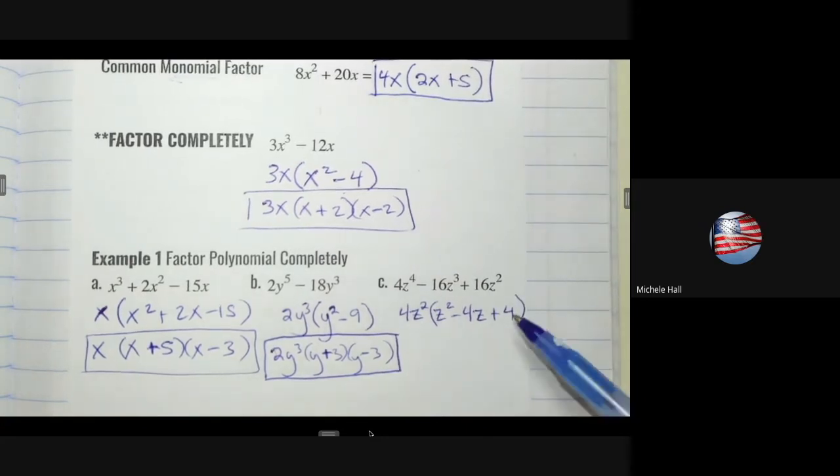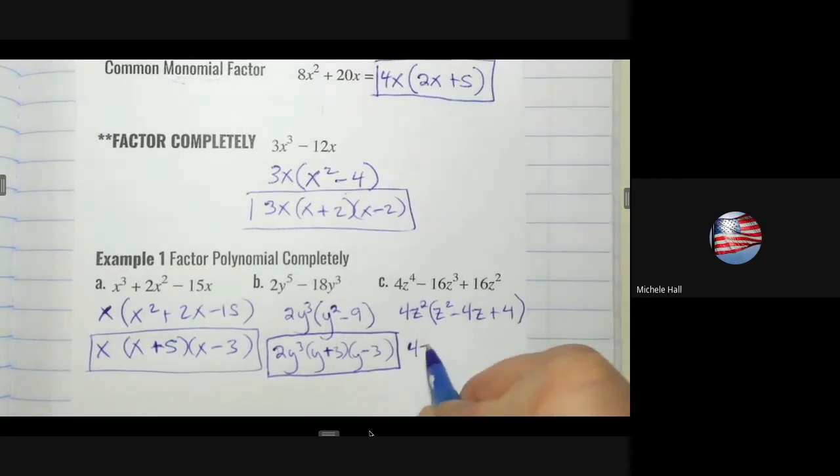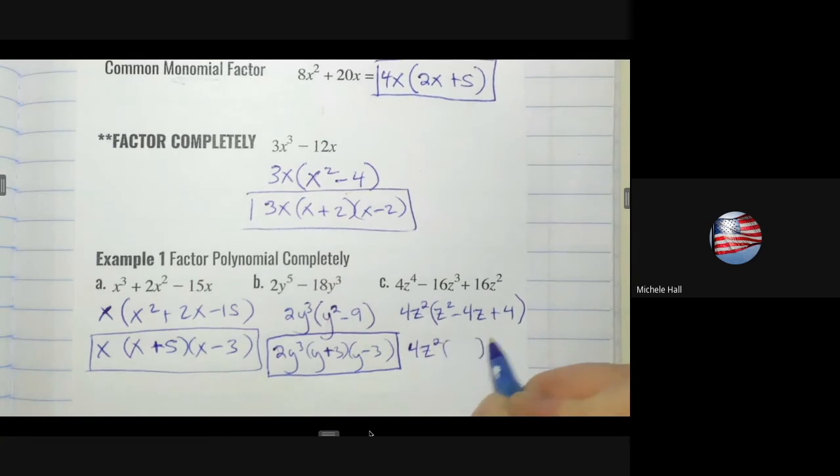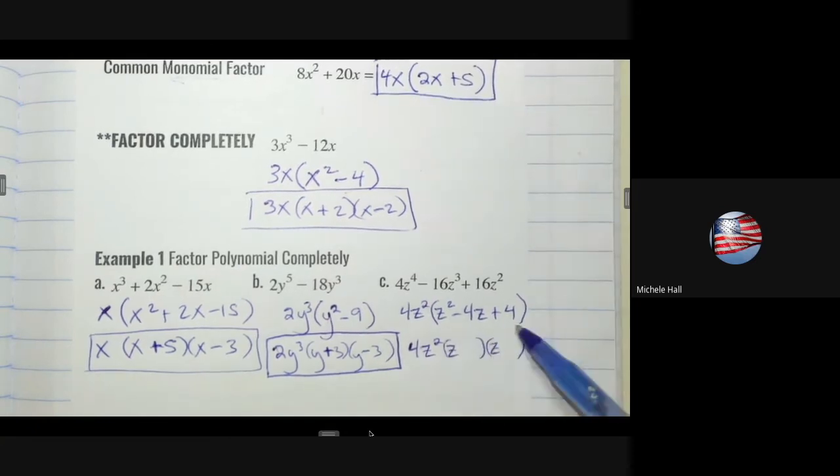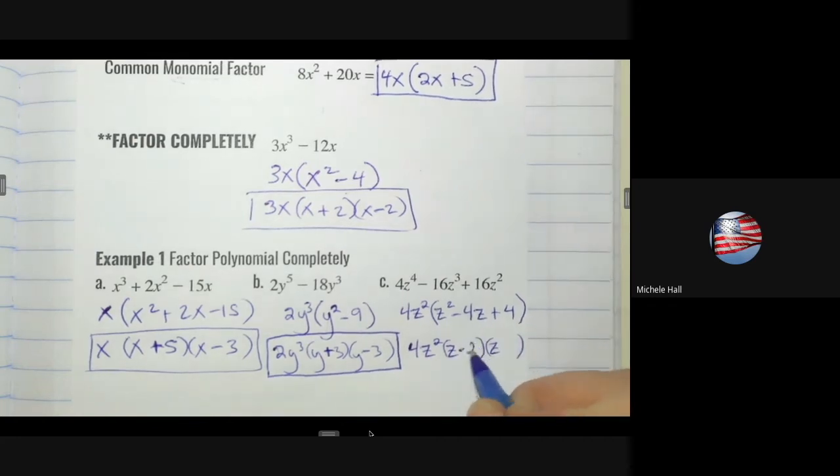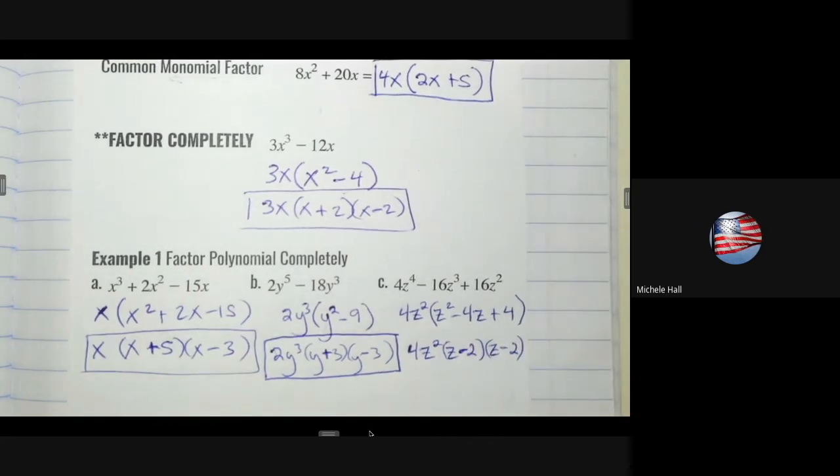I'm going to continue trying to factor. We have 4z squared, z times z, and then negative 2 and negative 2 would multiply to 4 and add to negative 4. Negative 2, negative 2. And here I want to make sure that I'm cleaning this up.